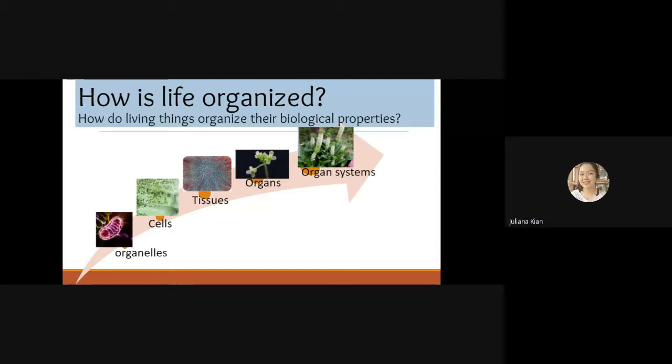Wala pong audio. Ma'am, hindi namin kayo marinig.